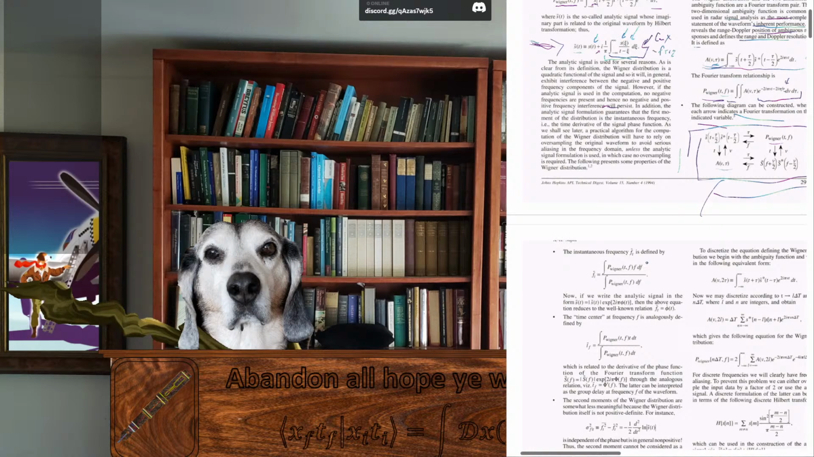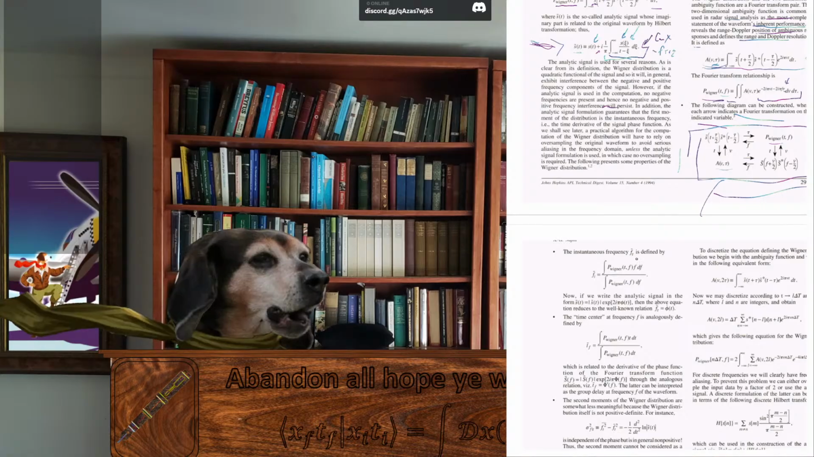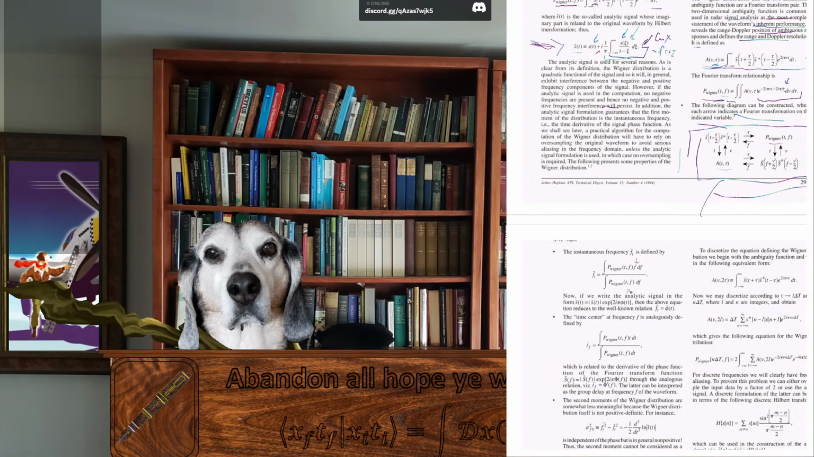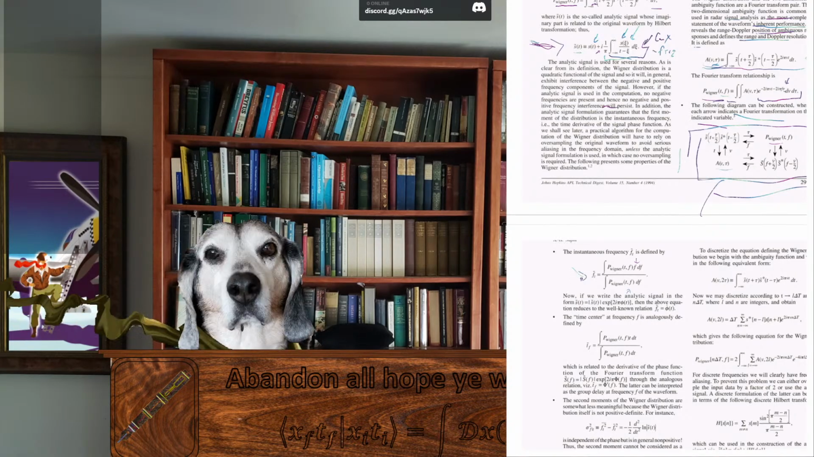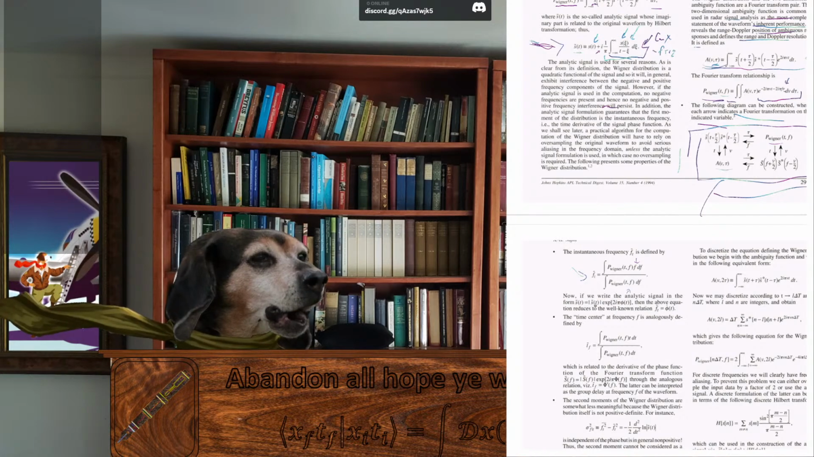Given that the instantaneous frequency f bar t is defined by the integral of the Wigner function times f over the integral of the Wigner function, that should tell you the frequency at one specific point in time. Now, if we write the analytic signal in the form S tilde of t is the absolute value of S tilde times an oscillating portion.